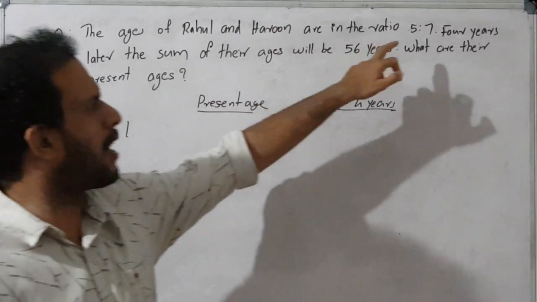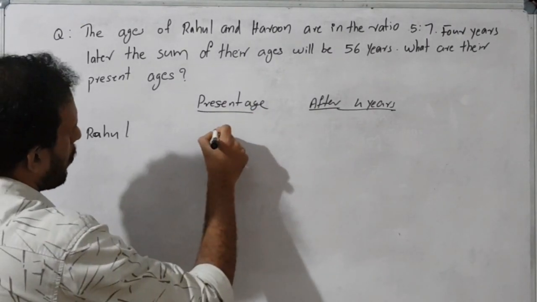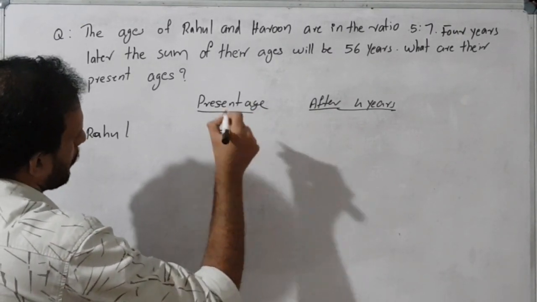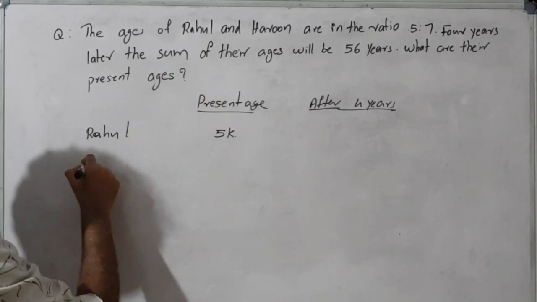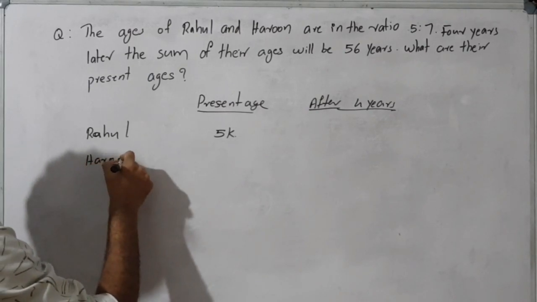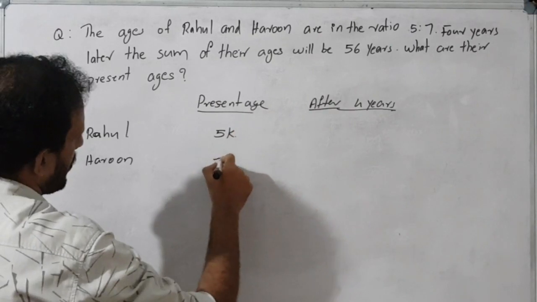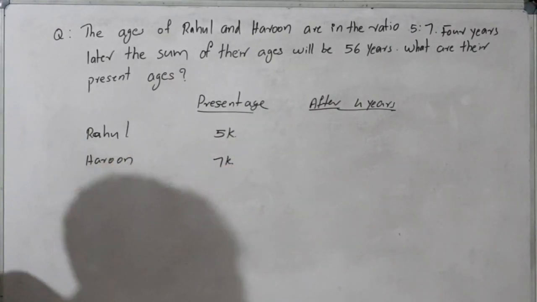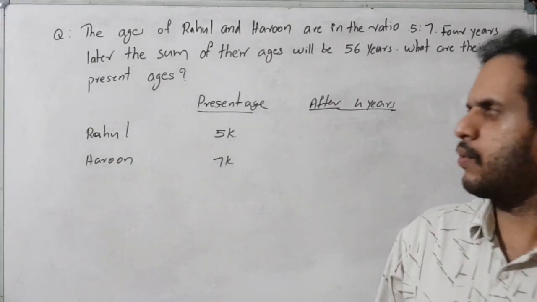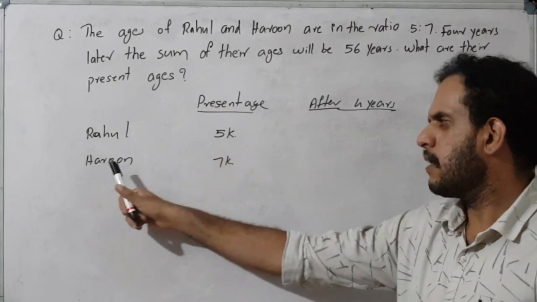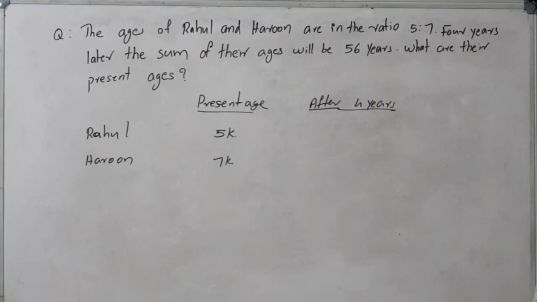The ratio is given as 5:7. Correct. 5:7. Then the age of Rahul is 5k. Then what is the age of Harun? The ratio is 5:7, then 7k. Now we got it. The age of Rahul is 5k and the age of Harun is 7k, because the ratio is given as 5:7.